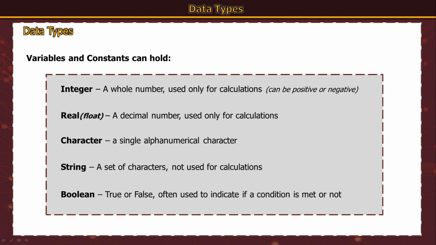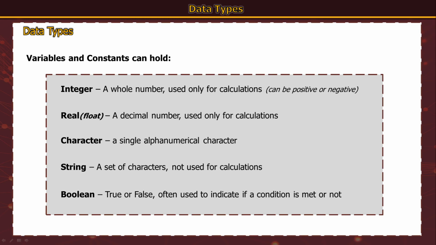A float is a decimal number that is also used for calculations and can also be positive or negative. A character is a single alphanumerical unit or character, for example the letter N on its own, or the letter P on its own, or maybe even a symbol such as the @ symbol on its own. In fact, it could even be a number on its own, however it would have no mathematical value.